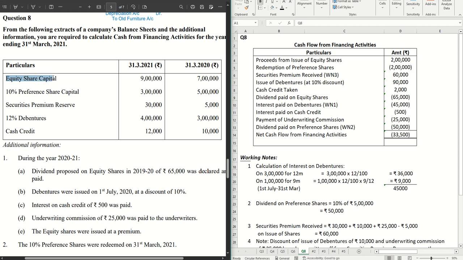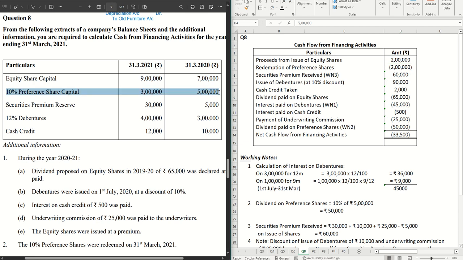Equity share capital account is the first item, and we see there is an increase in value of 2 lakhs, which straight away means that there are further equity shares of 2 lakh that has been issued during the year. So straight away we can go ahead and write here proceeds from issue of equity shares 2 lakh as a positive amount. Second one, 10% preference share capital.